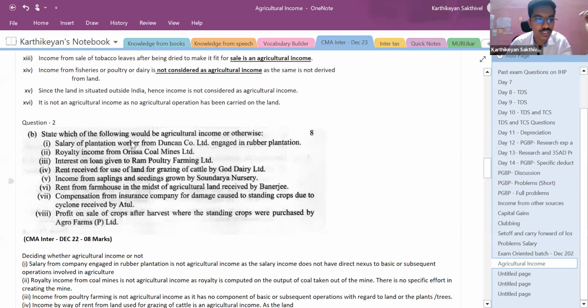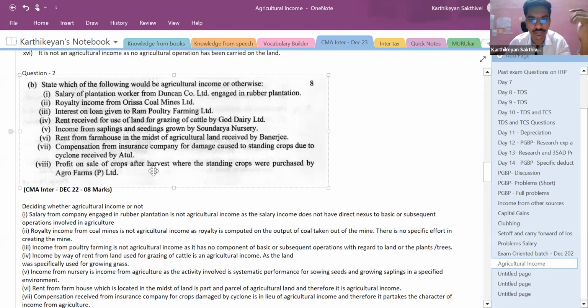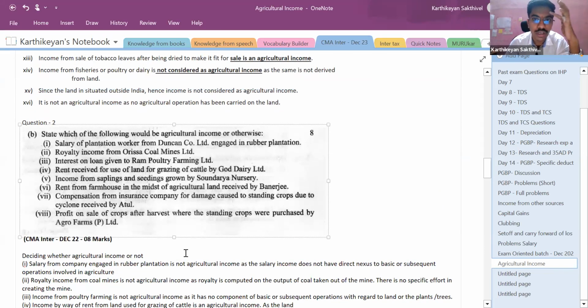So this question was asked in December 22 exam. The first question is done. We'll go to question number 2. This question was tested in CMA Intermediate in December 22 examinations for 8 marks. So basically 8 lines. We should say whether it is agricultural income or not.